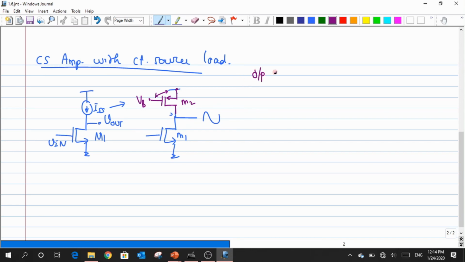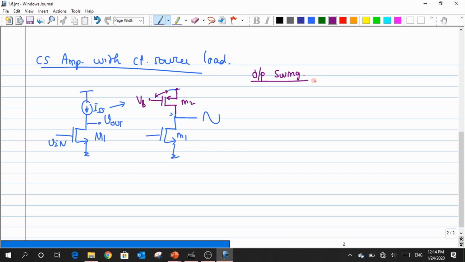So having done this, let us try to analyze the output swing. Rather than going for the small signal analysis and then later looking into the output swing, we are going in a reverse way, where I will first talk about the output swing and then later talk about the small signal gain.